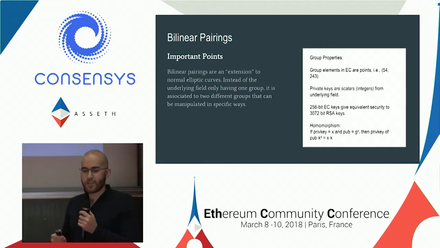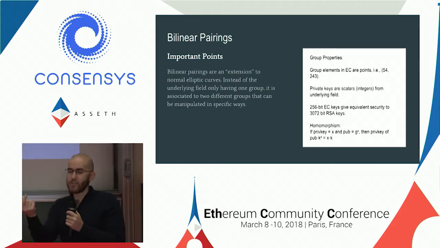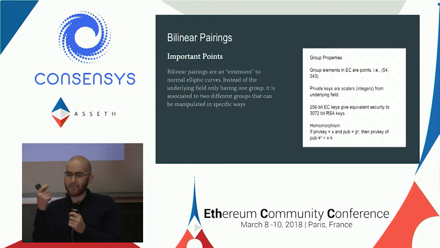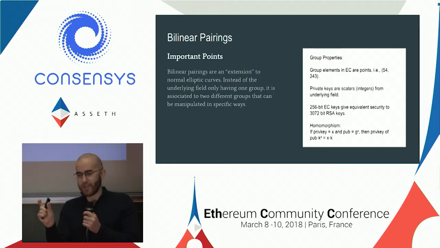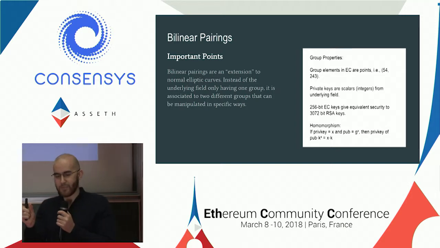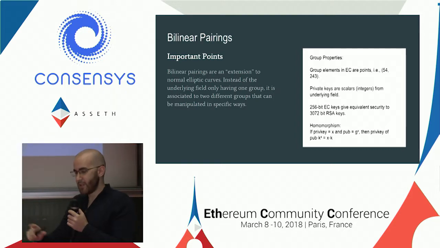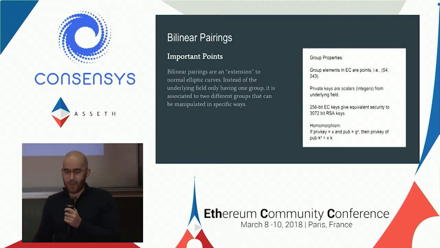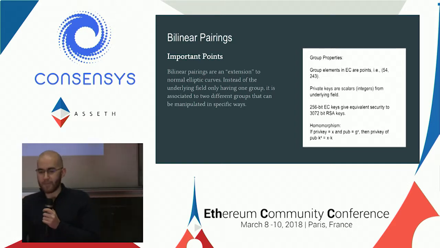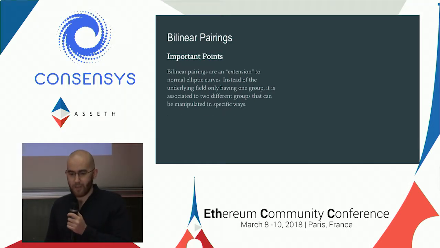With normal elliptic curves, if you have two elliptic curve points, you can only add them together, but you can't multiply them. You can take a point and raise it to an exponent that is a scalar, and you can multiply two scalars together, or multiply a point by a scalar, but you can't multiply a point by a point. Pairings extend that group to make it fully complete multiplication as well.